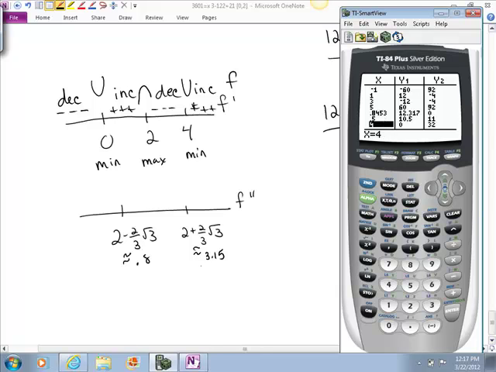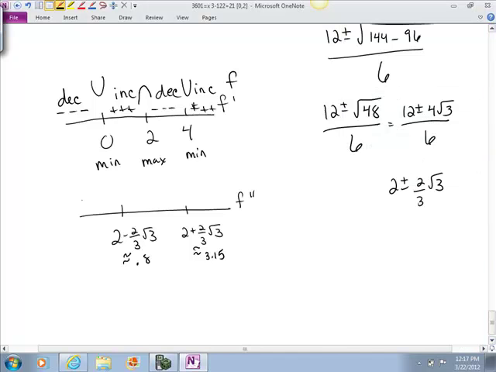Oh, let me try a number between 0.8 and 3.15. I thought I tried 2. So at 2, I get a negative. Okay, so I got positive, negative, positive. So what does that tell me about f? That tells me it's concave up, concave down, concave up. So these are both points of inflection.